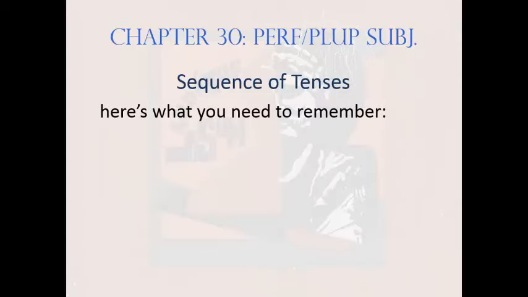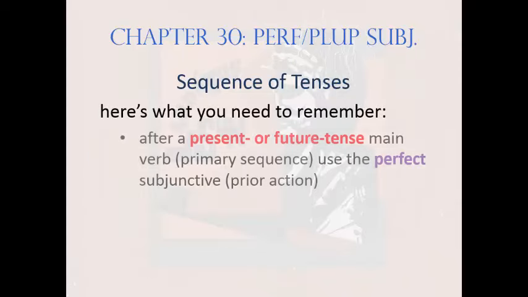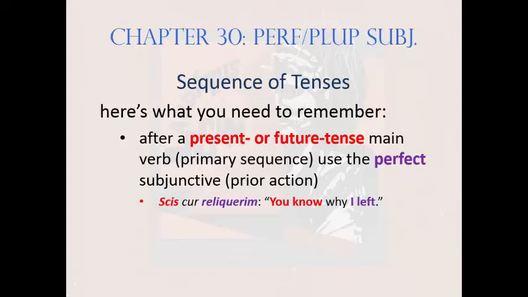Here is the heart of what you need to know. If the main verb is present, or any kind of future, the sentence is in primary sequence. And if the subjunctive verb in a clause represents prior action, use the perfect subjunctive in the clause. For example, scis cur reliquerim. You know why I left.